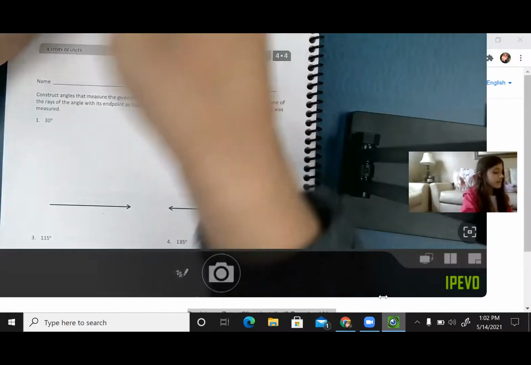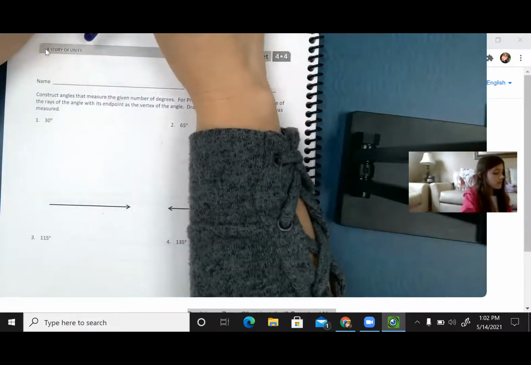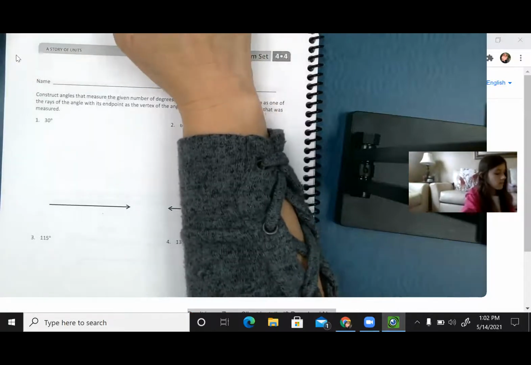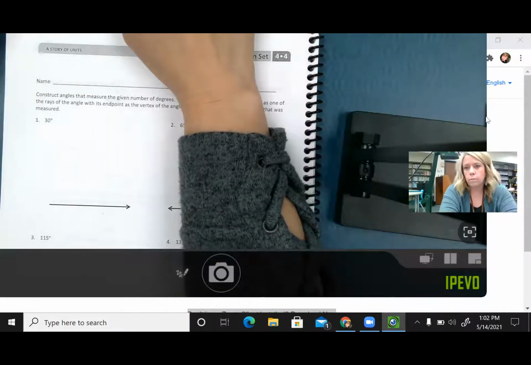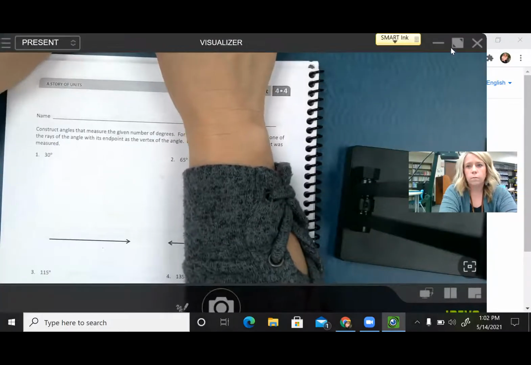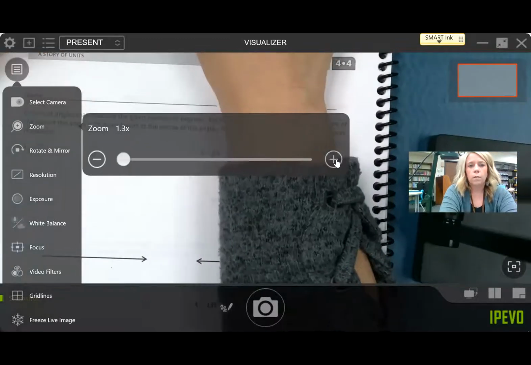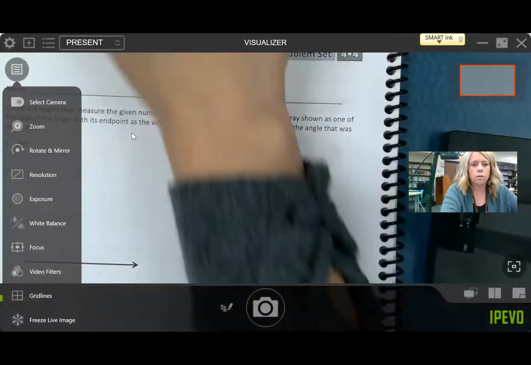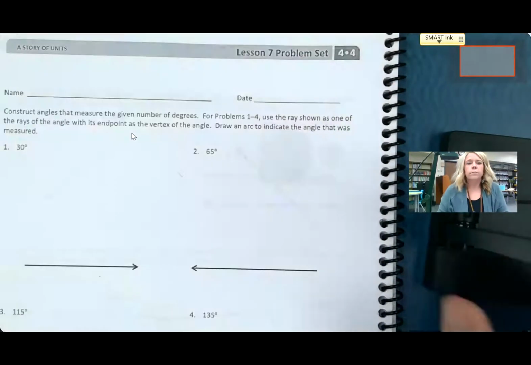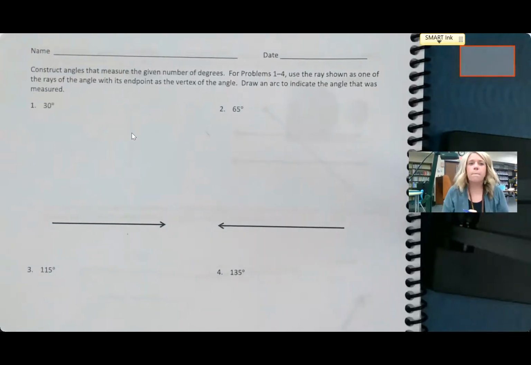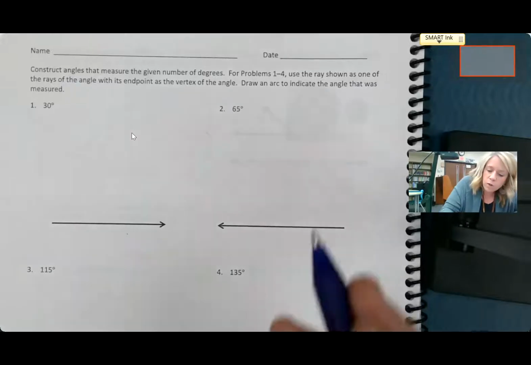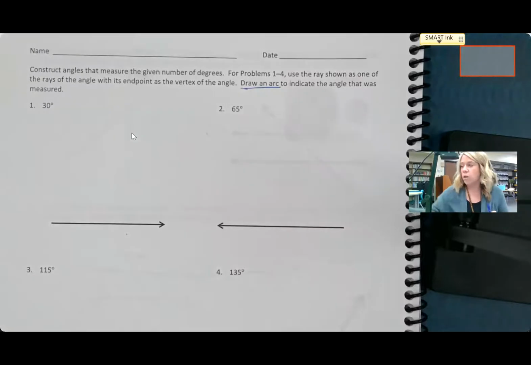You should be open to page 36, please. Page 36. Okay. The directions say to construct angles that measure the given numbers of degrees. For problems 1 through 4, use the ray shown as one of the rays of the angles with its endpoint as the vertex of the angle. We want to make sure we draw an arc to indicate the angle that was measured.